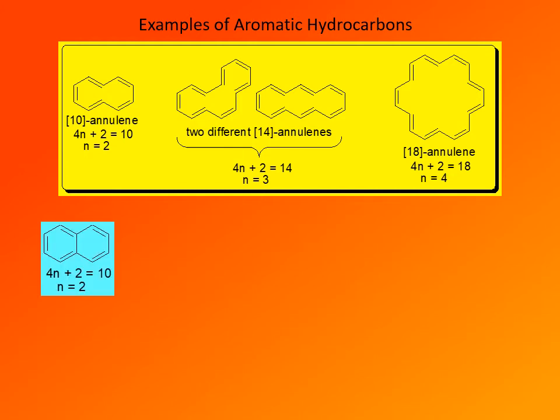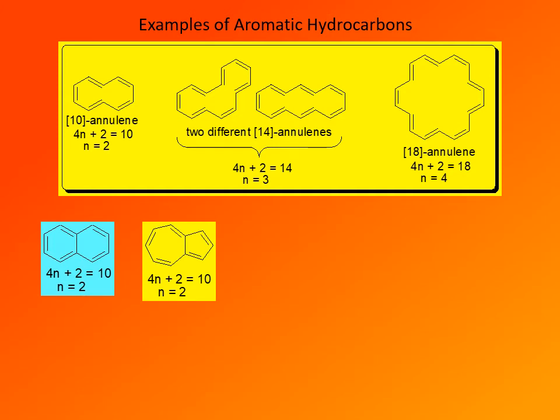Fused rings also could be aromatic, so naphthalene, of course, is aromatic. You can see it resembles [10]annulene. There's just an additional sigma bond that splits the ring into 2 rings. Again, it satisfies Hückel's rule for a closed ring of 4n plus 2 pi electrons, where n is 2. So fused rings, again, we are considering only the closed loop of pi electrons.